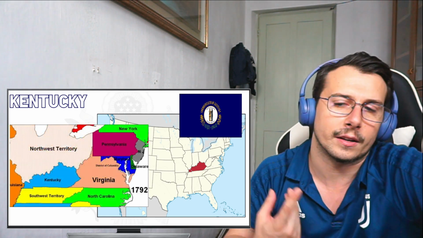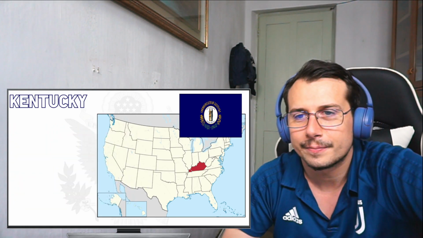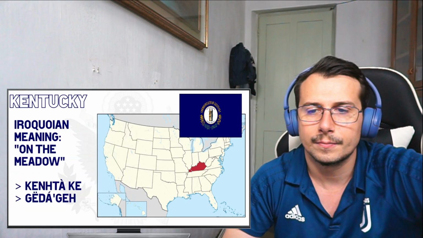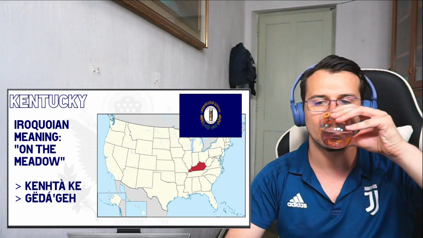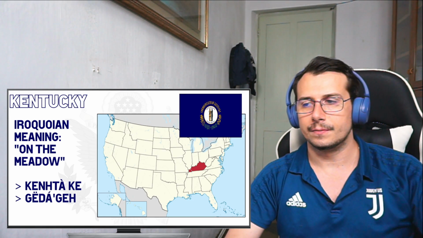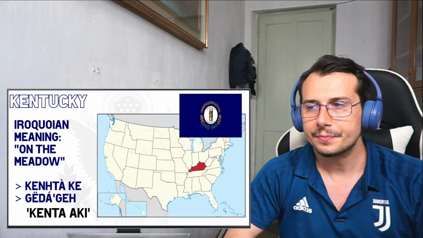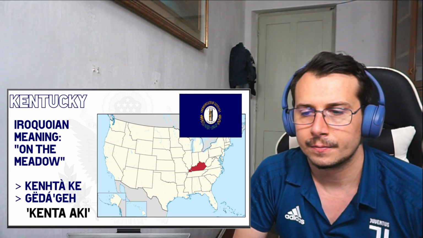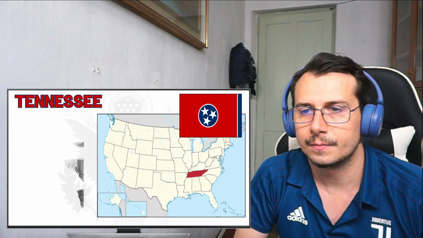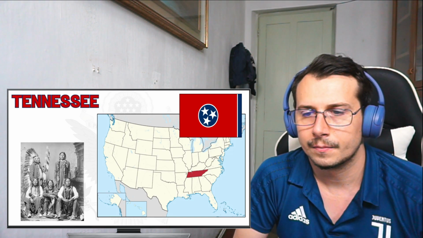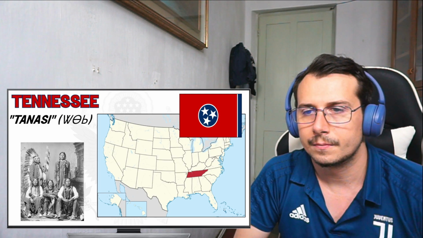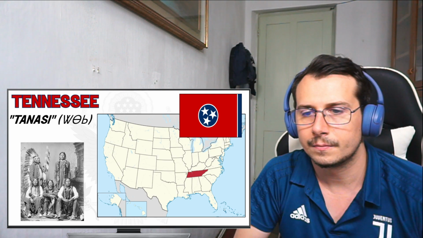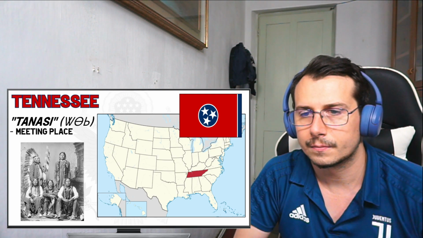The origin of the name is uncertain, but probably based on an Iroquois name meaning on the meadow. In the two native languages of Mohawk or Seneca, it was said as Kentucky or Gedage, respectively. Others have suggested the term Kenta-Aki, which could have come from an Algonquin language. Tennessee's name comes from the local Cherokee, which had a village called Tanazi, located on a river with the same name. The meaning of this name is unknown, although some accounts suggest it meant something like meeting place.